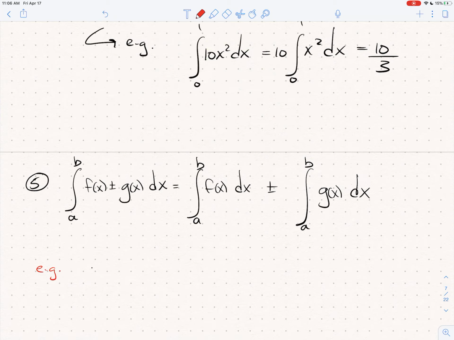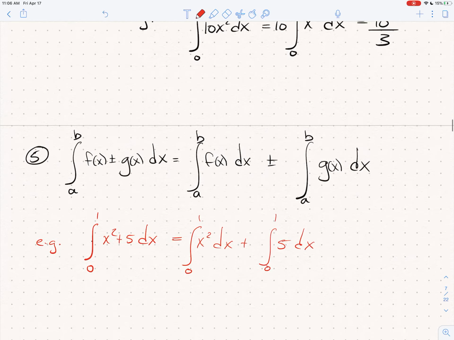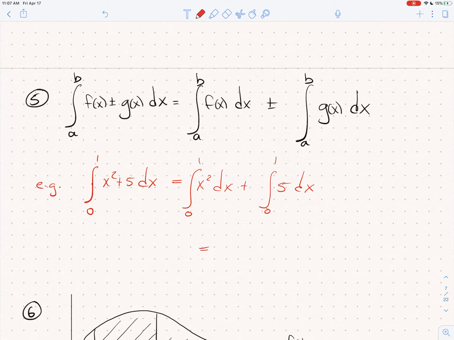So for example, if I want to take the integral from 0 to 1 of x squared plus 5, again, I don't know how to do that. Well, I do, but as a class, we don't know how to do that yet. And so I would break this as the integral from 0 to 1 of x squared dx plus the integral from 0 to 1 of 5 dx. And I know how to do both of those pieces.